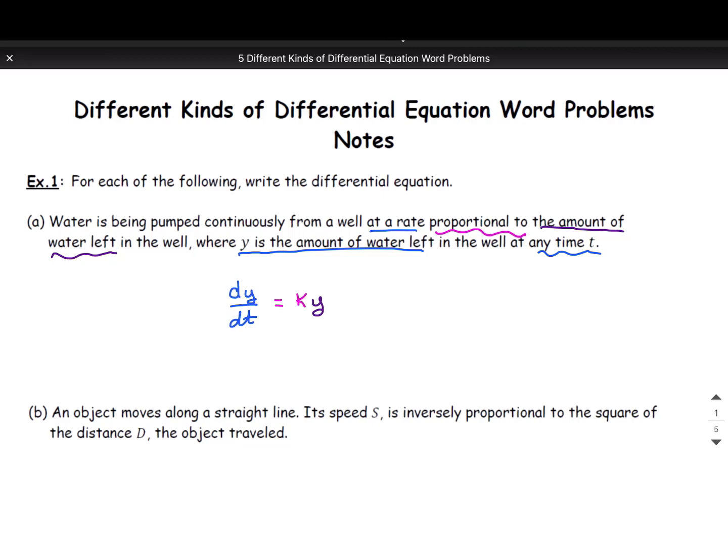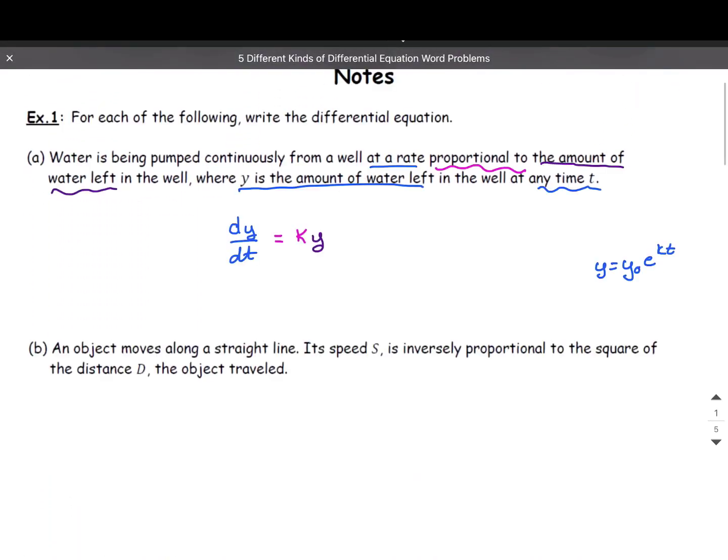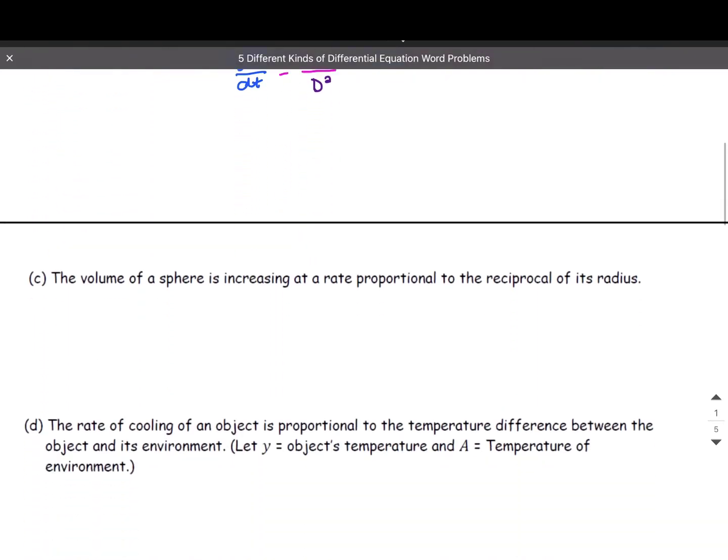That's our differential equation, which, by the way, we know the solution is y equals y naught e to the kt. All right, let's try another one. An object moves along a straight line. Its speed s is inversely proportional to the square of the distance d the object traveled. Okay, so here we go. Its speed s, ds/dt, is inversely proportional to, equals k over the square of the distance. So we take the distance and we square it. There we go.